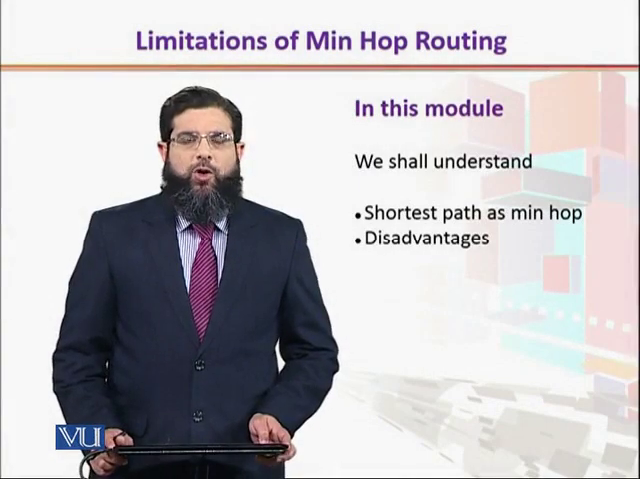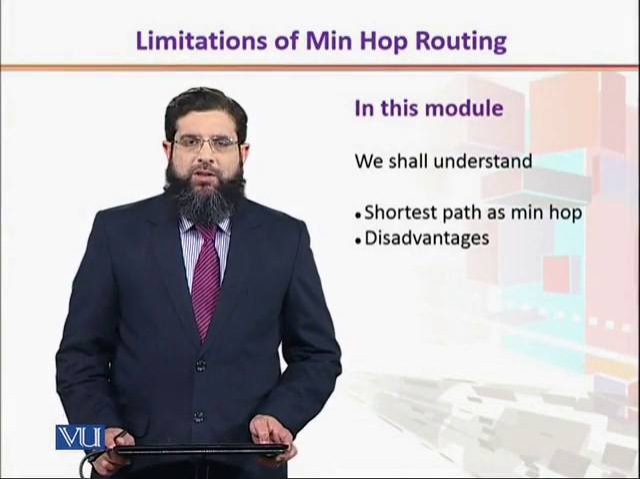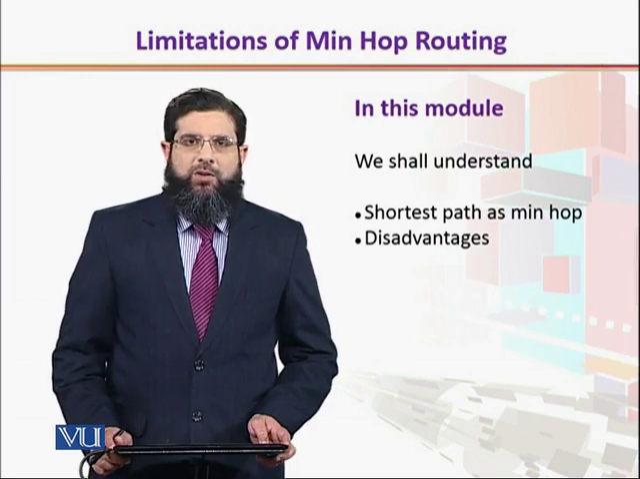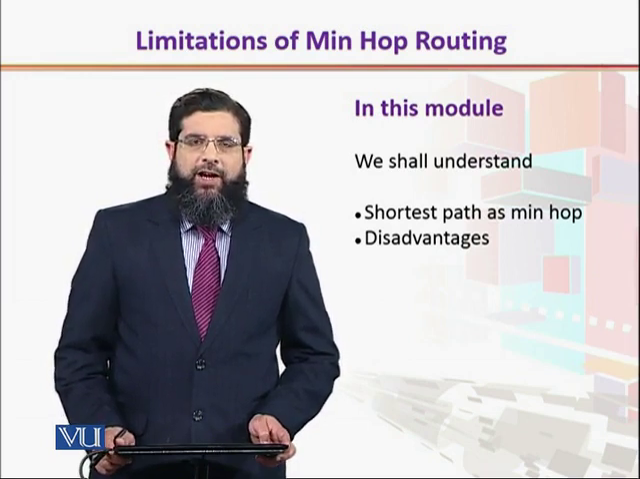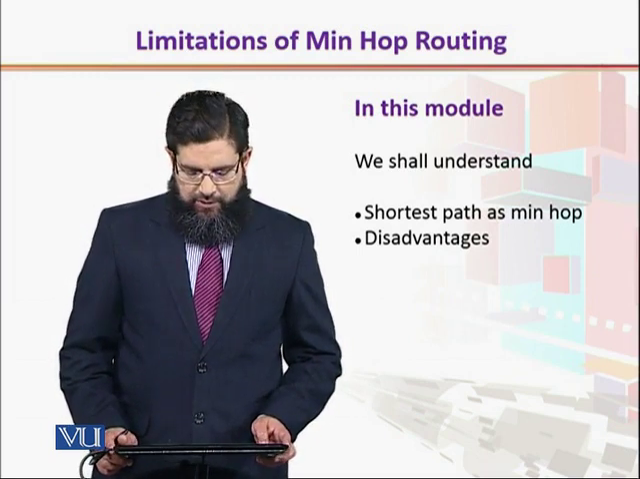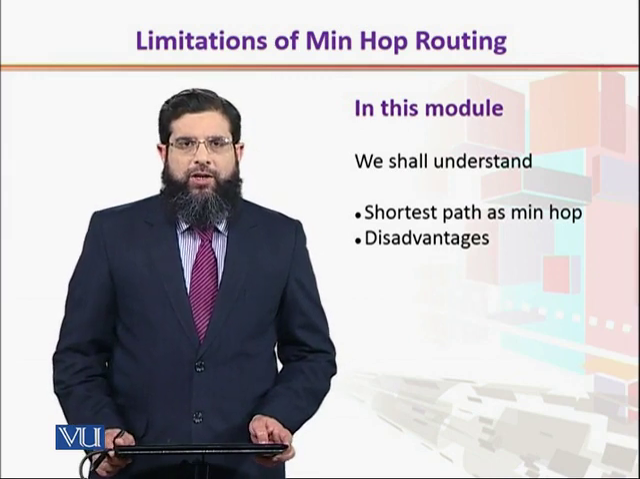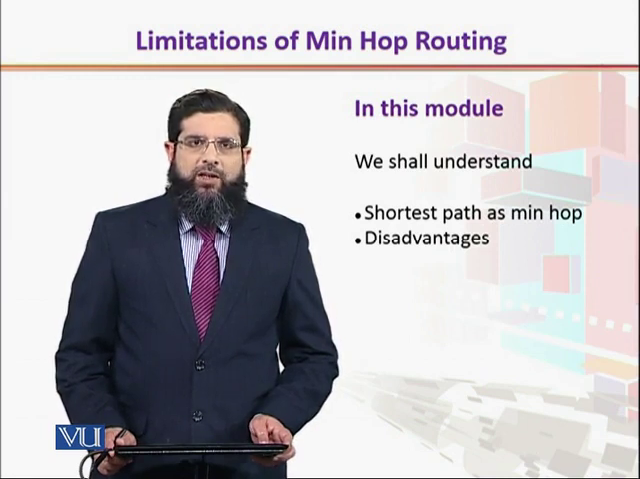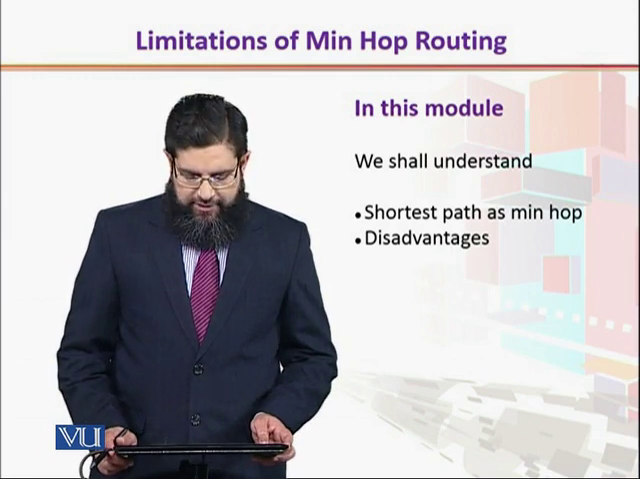When we talk about the shortest path finding algorithms, we refer to Dijkstra's and Bellman-Ford as the most well-known examples of link state and distance vector respectively. In most of the cases, the minimum hop routing becomes the de facto standard implementation. However, as we shall see in this module, there are some inherent limitations which have to be dealt with, otherwise the network performance is degraded.